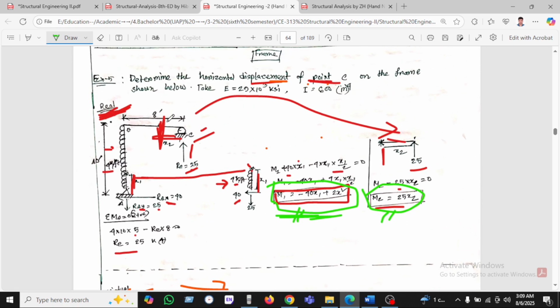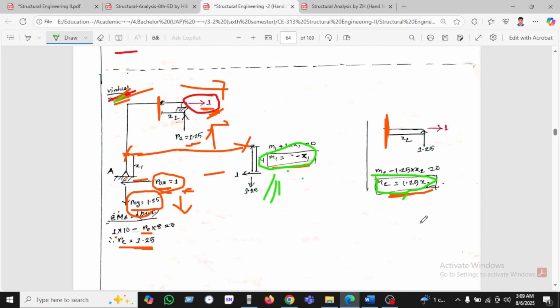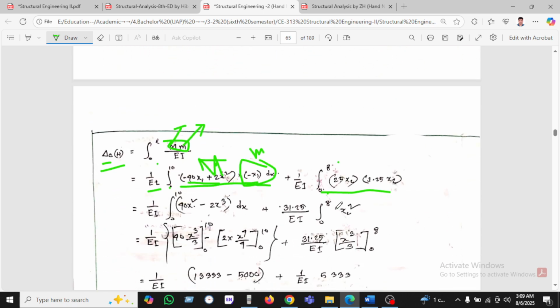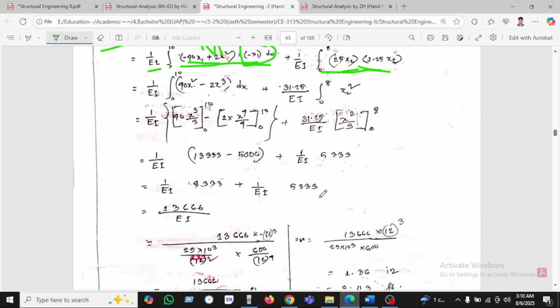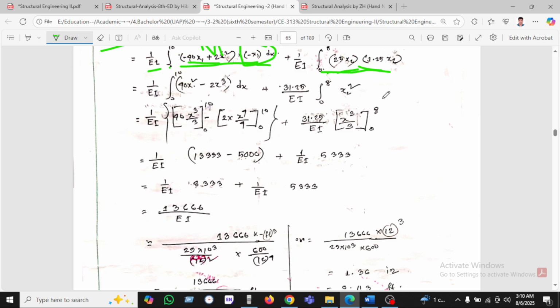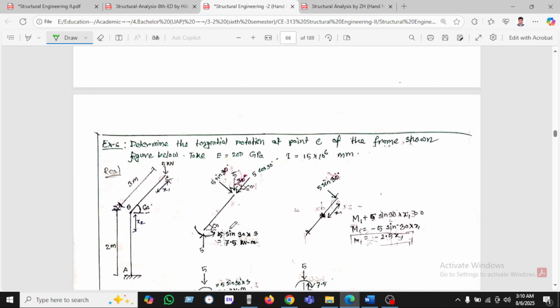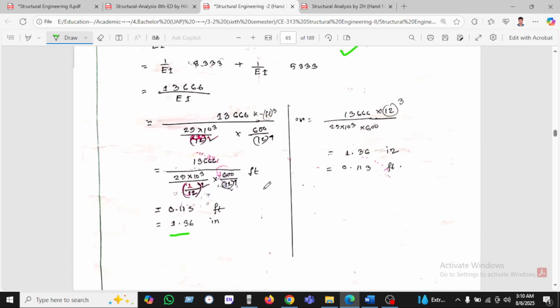Why? Because x2 takes this portion, whose length is 8, and M2 has been found as 25 into 1.25x. So in this case, 25 into 1.25x, with limit 1 to 8. We have calculated this as it is, found this value and this value, and found 1.36. So we have found 1.36 here.